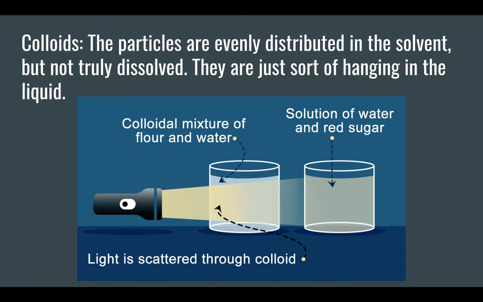If you shine a flashlight through a solution, the light pretty much zips right through the solution. It doesn't get blocked by all the little particles hanging in the liquid. I would encourage you to do this at home. Take some flour, put it in water, mix it up. You've got a colloid. Then take a flashlight, shine the flashlight through it. Then mix some salt in water, shine the flashlight through that, and see if you can see the difference.